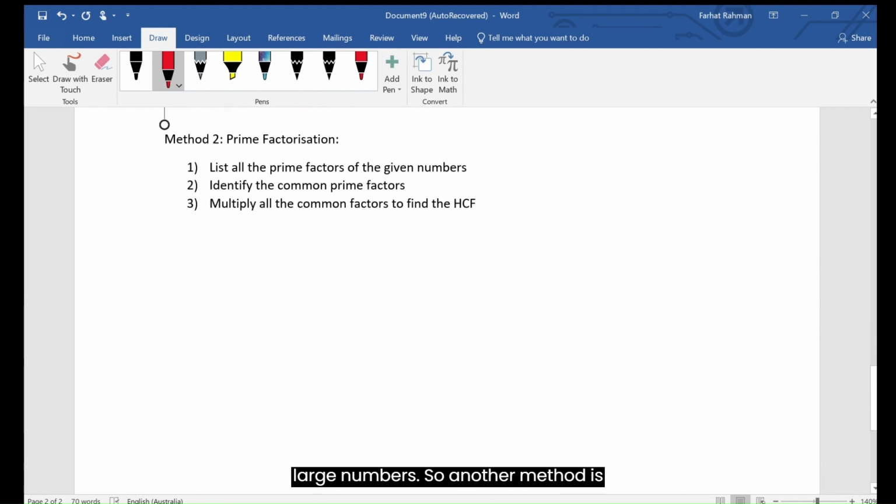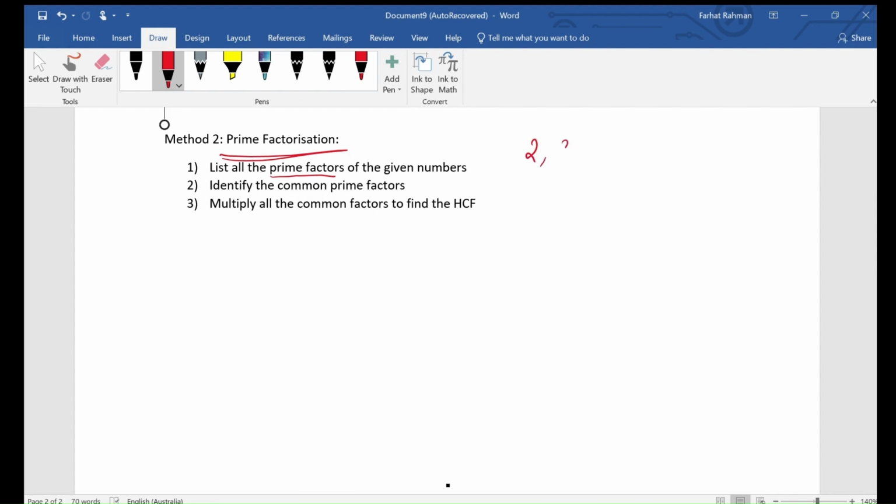So another method is finding HCF using prime factorization. Prime factorization means breaking a given number into its prime factors. What are prime factors? Prime factors are prime numbers that have two factors only, 1 and the number itself. The first few prime numbers are 2, 3, 5, 7, 11, and the list goes on. They all have two factors only, 1 and the number itself.